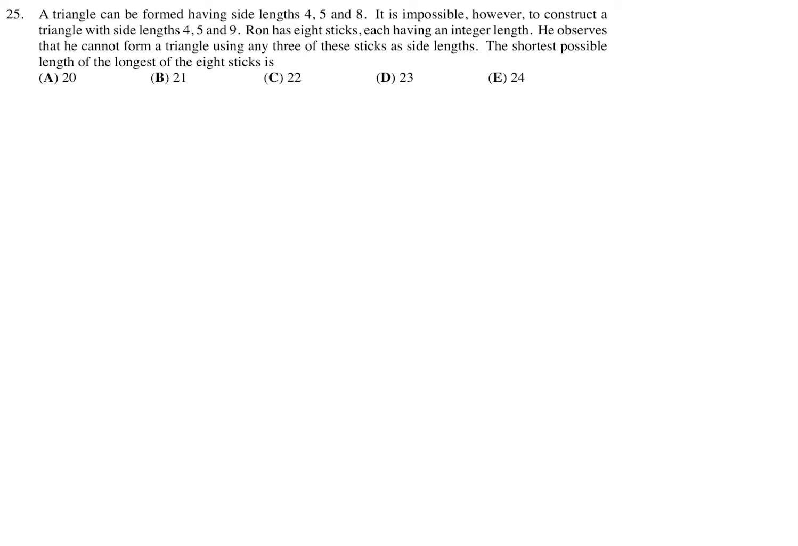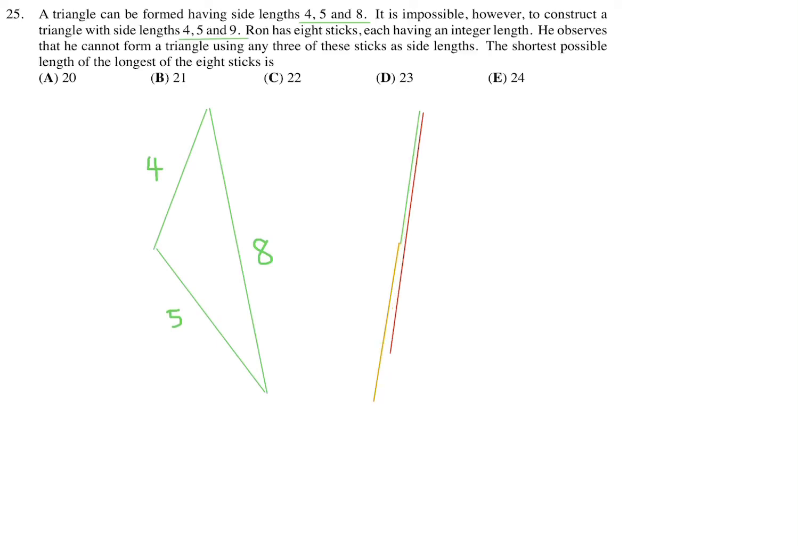All right. So they are saying that you've got sticks that are 4, 5, and 8, and you're able to form a triangle like that. So this is 4, this is 5, and this is 8. But what if you have 4, 5, and 9? So you have 4, you have 5, and then you've got 9.